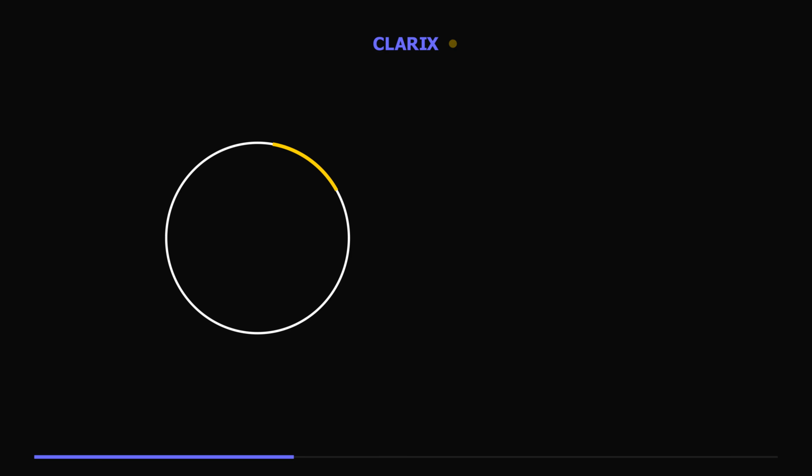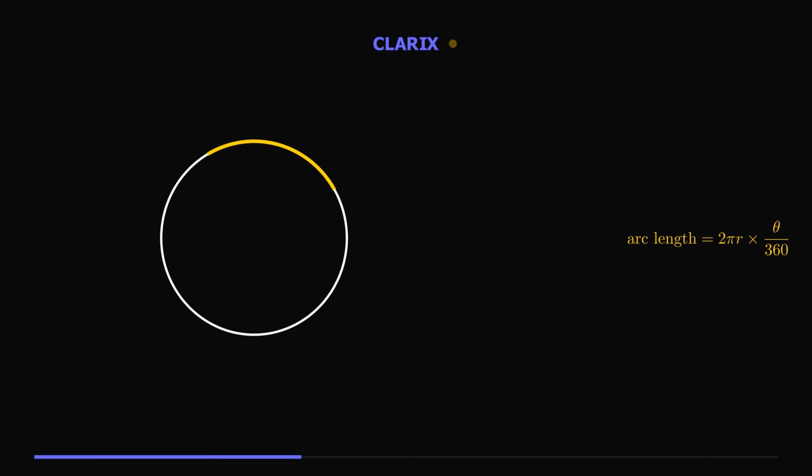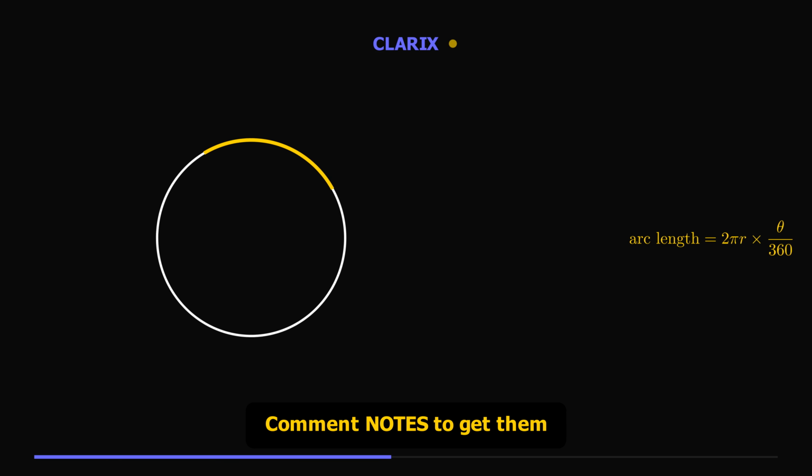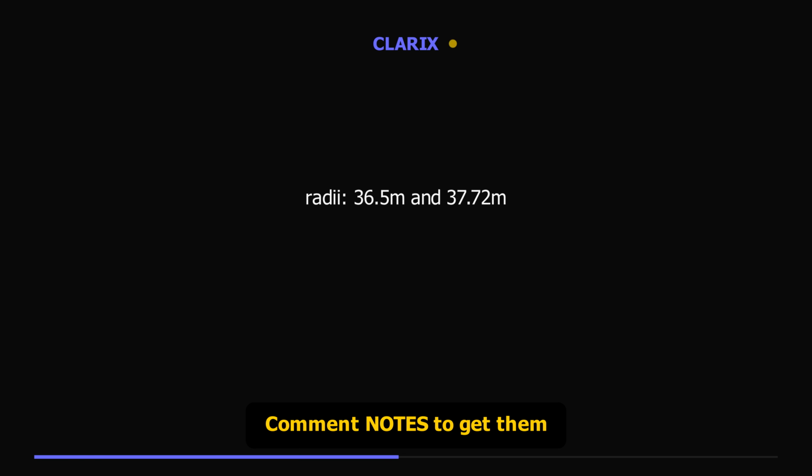What about just part of a circle, an arc? A semicircle is exactly half the full circumference, so its length is pi r. A quarter circle is a quarter of it, pi r over 2. In general, if an arc subtends an angle theta at the center, its length is 2 pi r times theta over 360. Since theta out of the full 360 degrees tells you exactly what fraction of the whole circle's circumference you're measuring. Now let's actually solve the stagger.